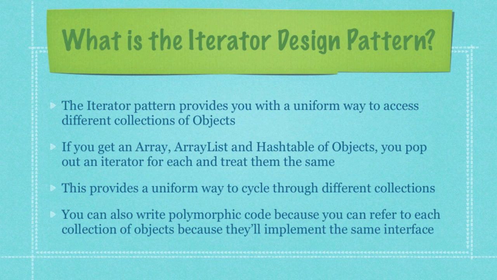And on top of that, you're also going to be able to write polymorphic code because you can refer to each collection of objects in the same way, because they are going to implement the same interface. Now, if that sounds confusing, don't worry about it. I think this is 100% understandable if you just watch an example. So what I'm going to do is just jump directly right into the code.